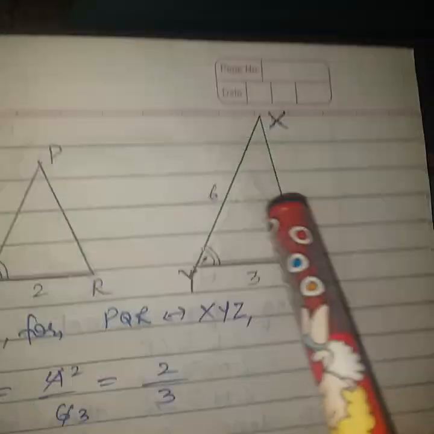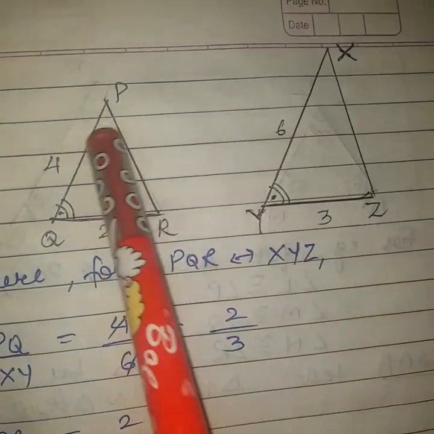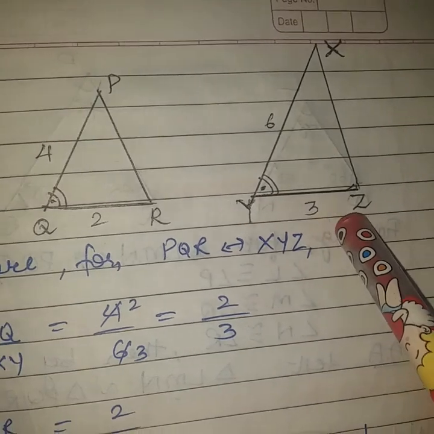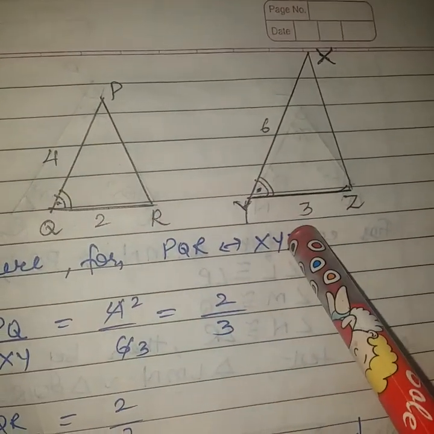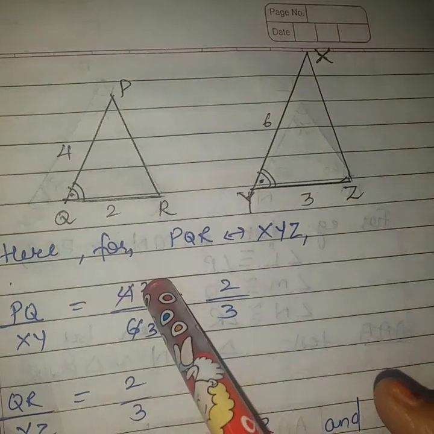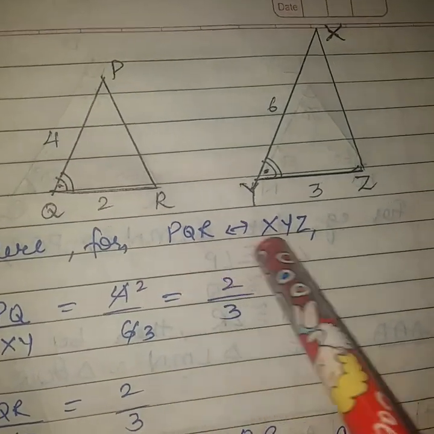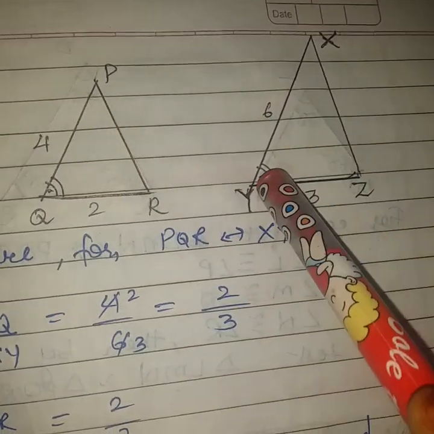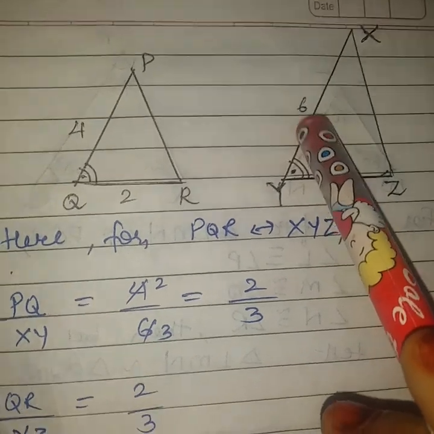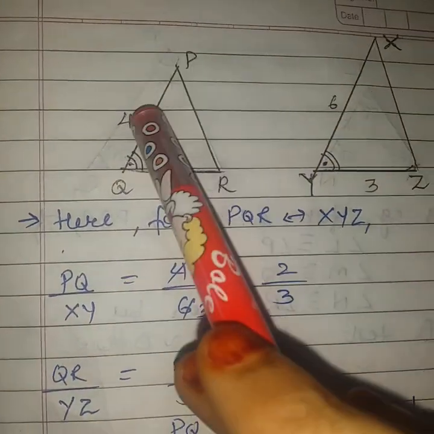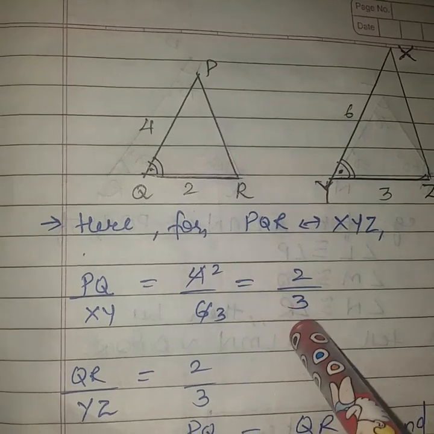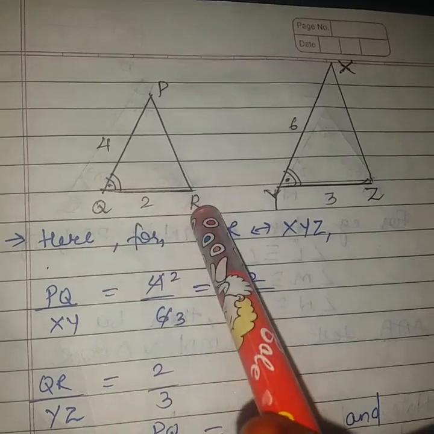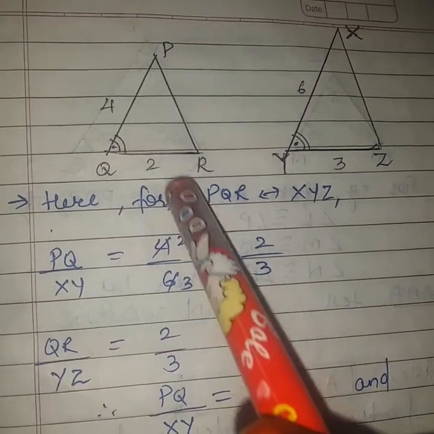Let us try to understand this test via diagram. We have two triangles over here. One is triangle PQR and the other one is triangle XYZ. The values of two sides in the two triangles are given. Let us take the ratios of the two sides with the correspondence PQR corresponds to XYZ. First ratio, PQ upon XY. PQ is 4 and XY is 6, so 4 upon 6, that is 2 by 3. The other ratio, QR upon YZ. QR is 2 and YZ is 3, so QR upon YZ is 2 by 3.